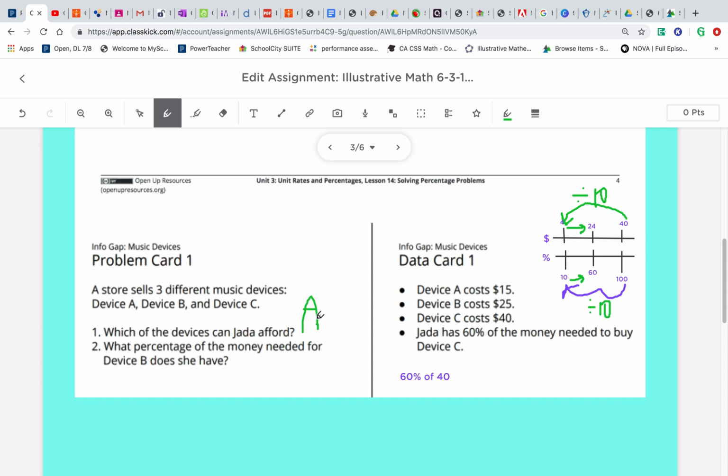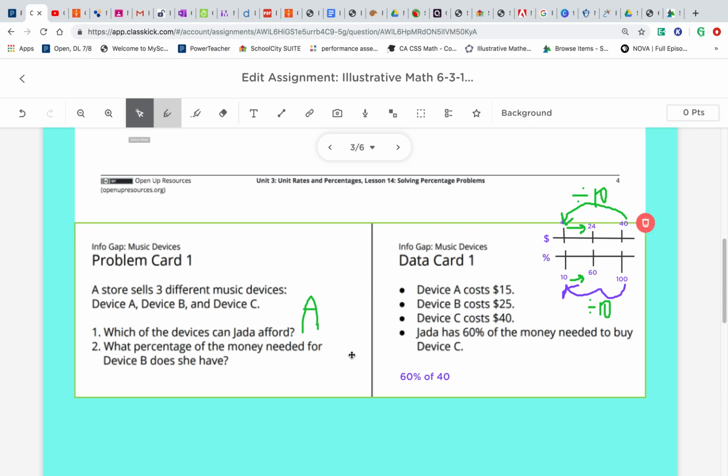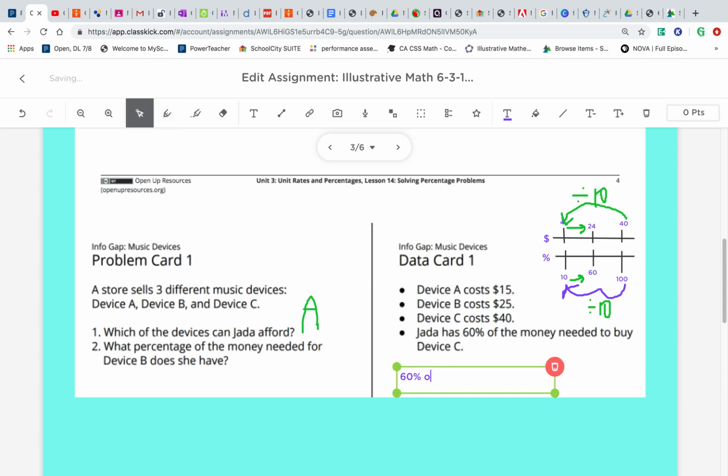So what percentage of the money needed for device B does she have? Well, if she has 24, I'm going to delete this part here for question 2. She has 24 out of 25, because she needs $25 and she has 24. But what do we know about percentages? We know that if we can get it out of 100, that is going to tell us what the percentage is, because percentages are out of 100, right? So think about how we can make a little jump here from 25 to 100.